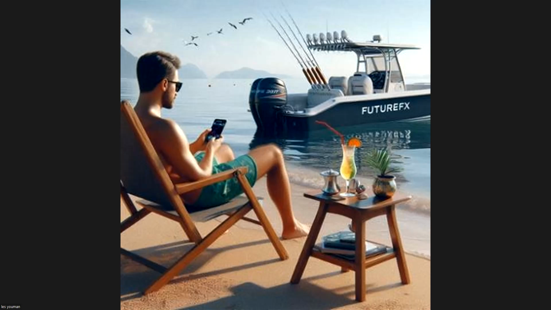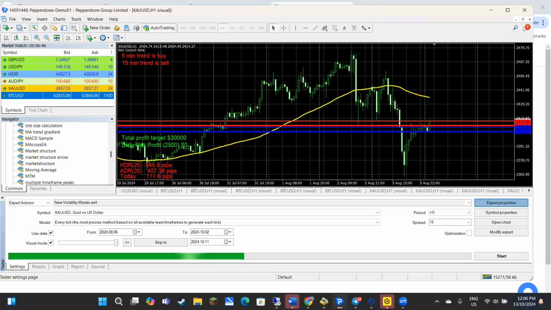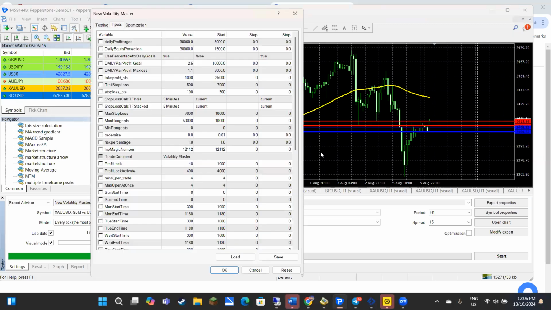I'm just going to take you through some changes to the Volatility Master software. Share my screen. I'm going to bring up the settings so I can explain what's changed. And this first change is going to change the way the software places a stop loss on the trades. So first off, I'm going to run through exactly how it works now.